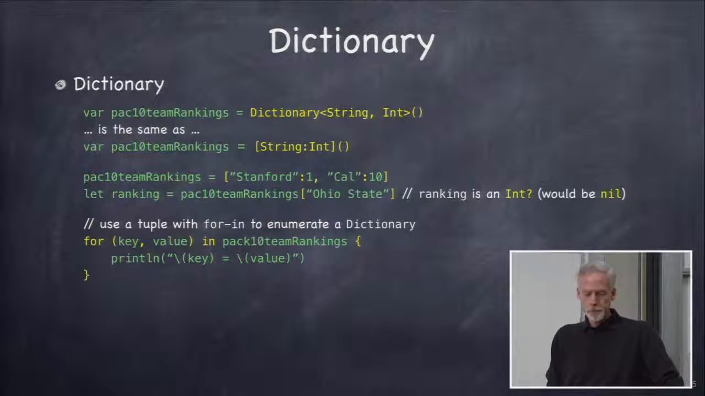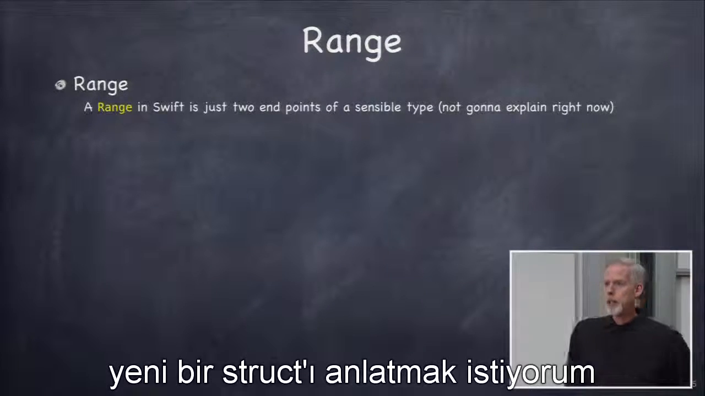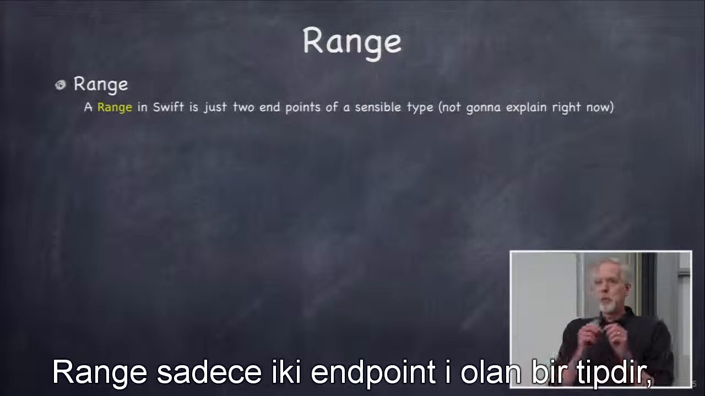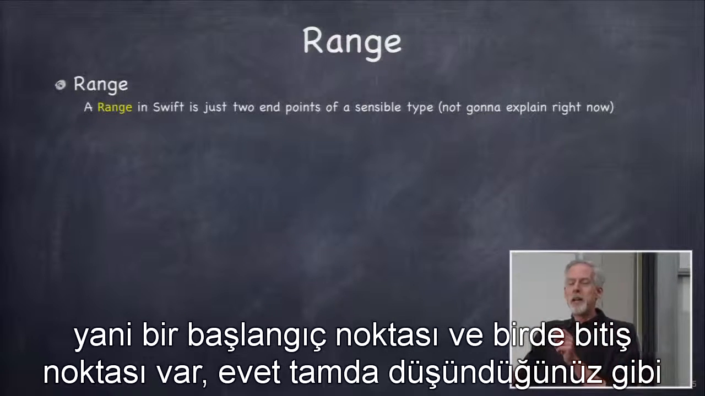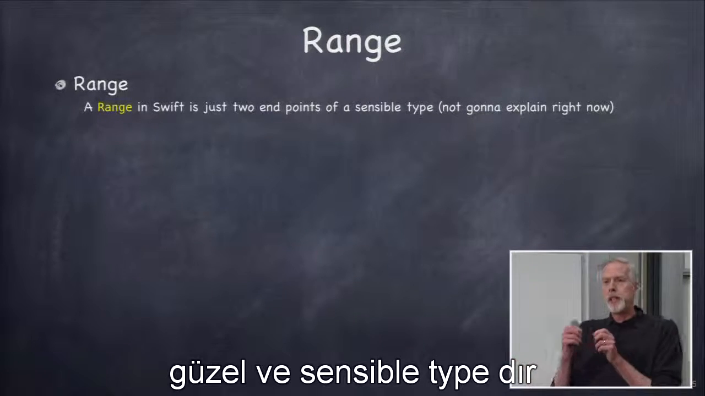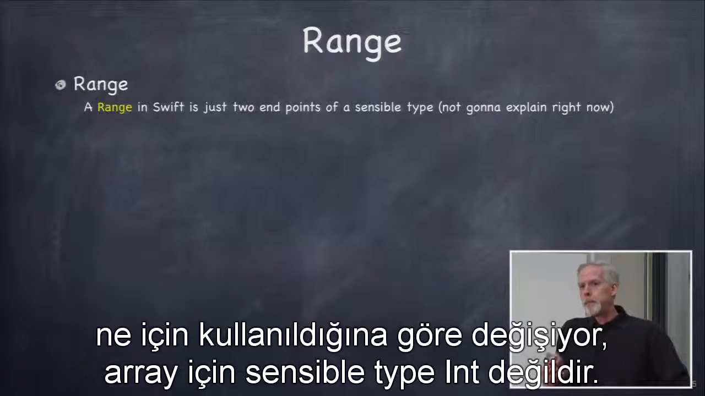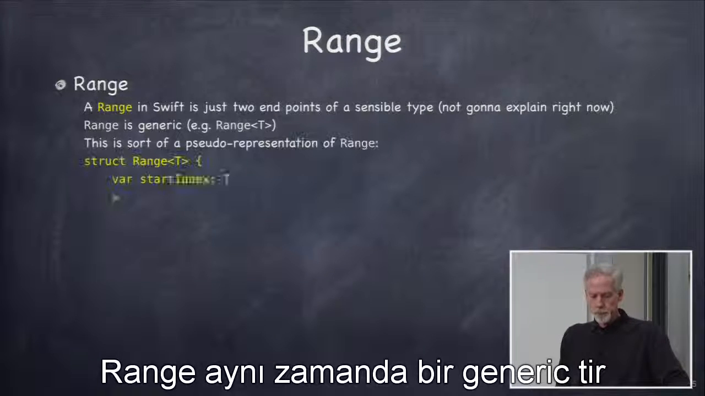Make sense? All right, I'm going to teach you about a new struct that you haven't seen called range. A range is just 2 points of a sensible type. So a starting point and an ending point is exactly what you would think a range would be. Now I say sensible type here because the sensible type depends on what you're talking about. For an array, the sensible type is an int, but for other things like a string, it's not, and we're going to talk about that in a minute.